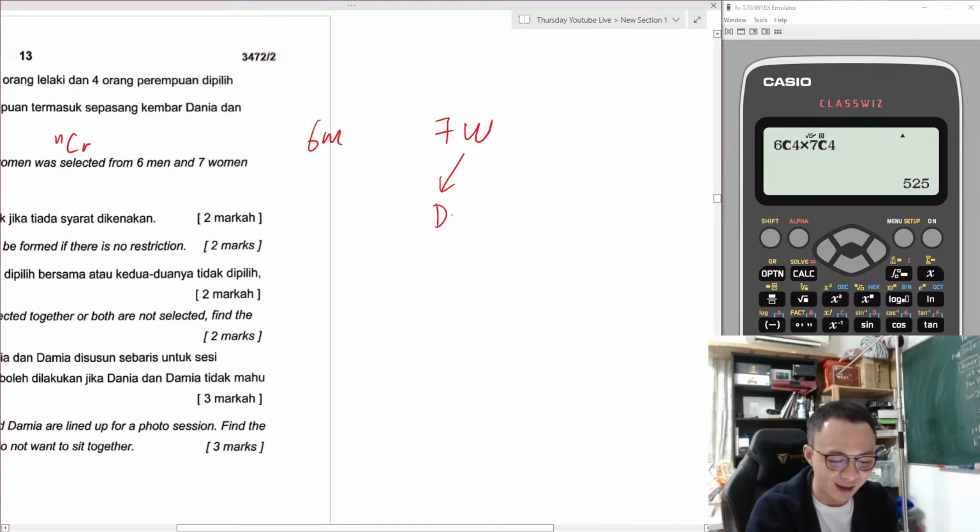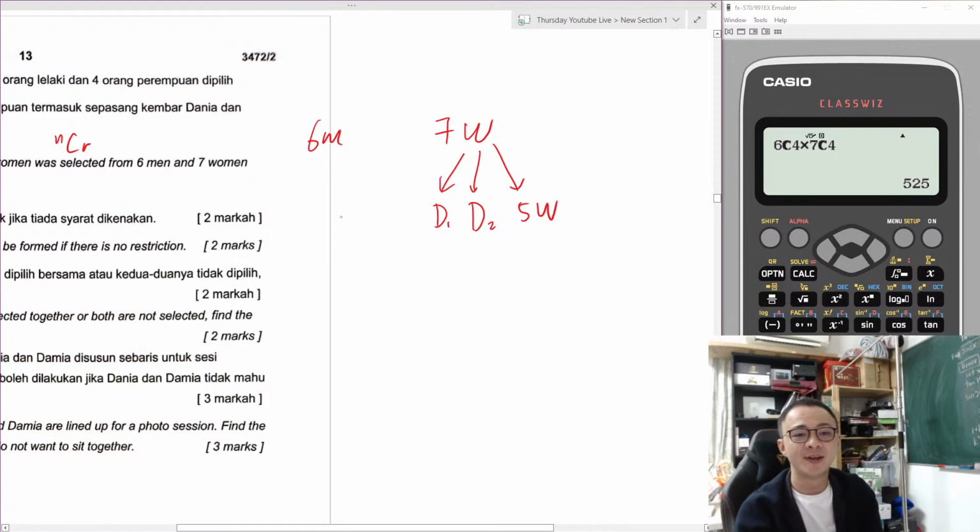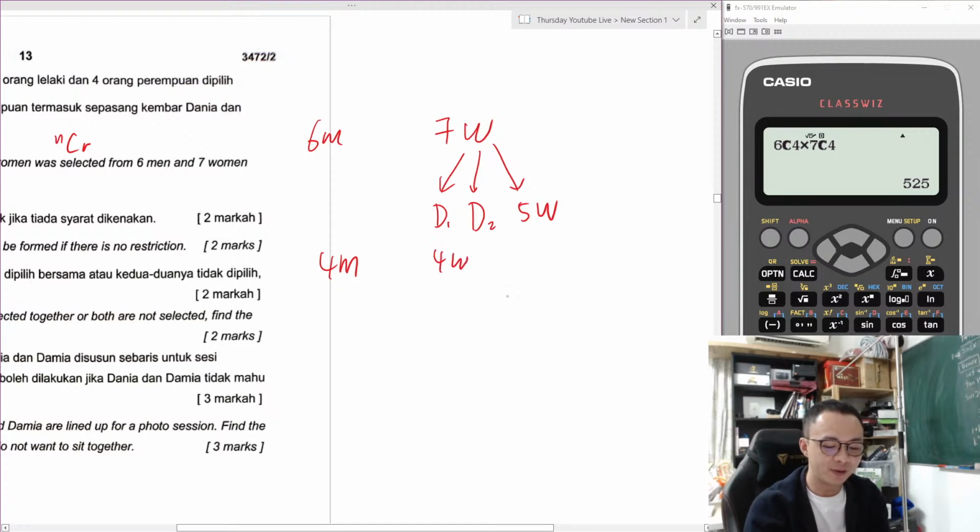So okay, right now I have two Ds. I'm going to call them D1 and D2. Both of them are female. Then I have another five females here, five women. And here I have six men. Since they want to choose four men and four women, this one I would say selected both.